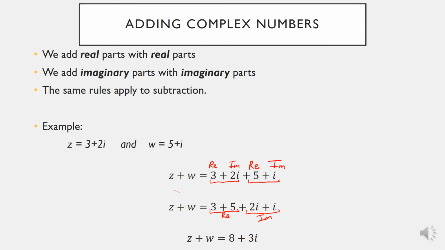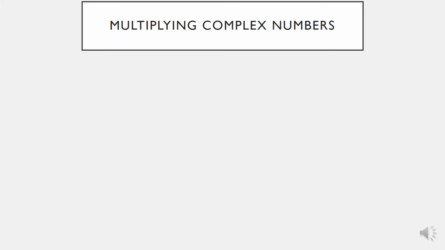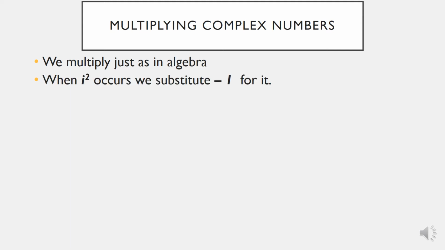Okay, and then add them together and we get 8 for the real. So now we're going to multiply the imaginary complex numbers. Well, we multiply just as in algebra. Okay, same rules. The only difference is when i squared occurs, we substitute minus 1 for it. So as soon as i squared appears, we'll replace it with minus 1.